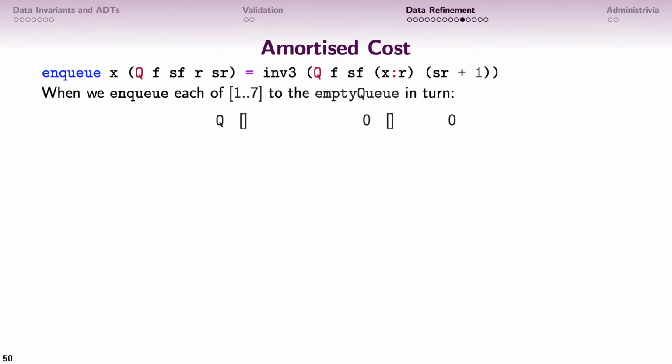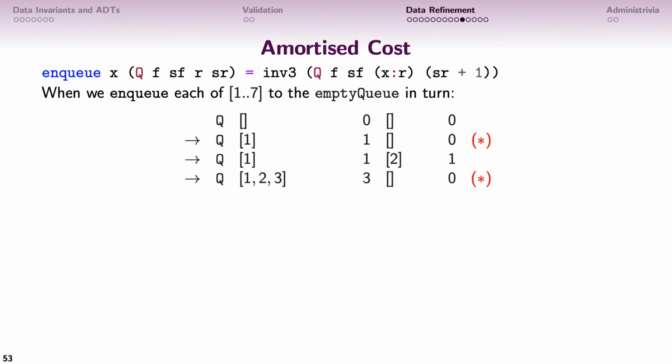So we have this example here. If I enqueue the number 1 onto my empty queue, I get this. So I've run my invariant 3 function that reverses the rear and puts it on the front, and that's why the 1 is there. And that's why I have put this star. This star means I ran that reverse operation. And then it takes another enqueue before I get a chance to run that reverse operation again.